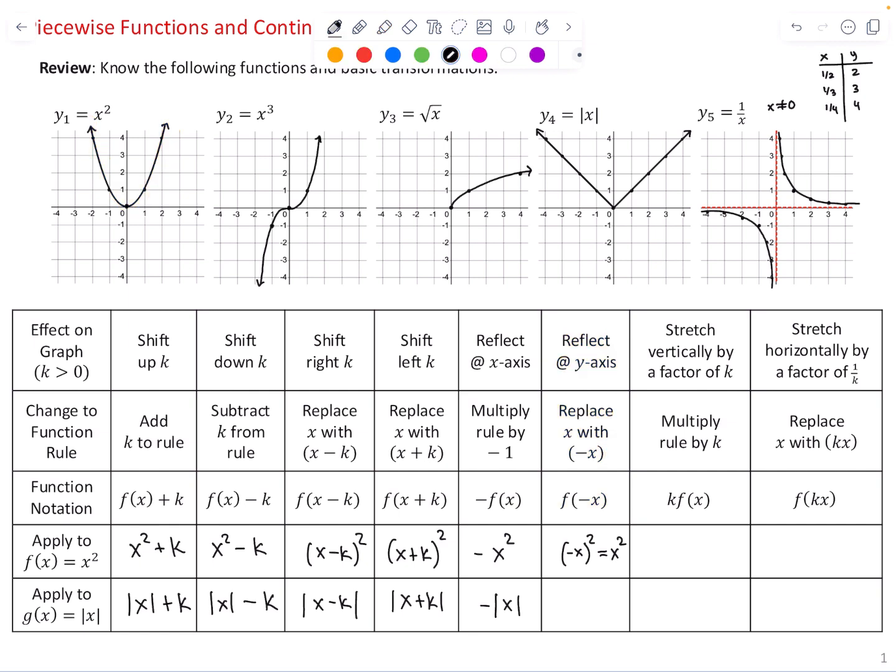For absolute value of x, begin with absolute value of x, delete the x, replace it with negative x, so the negative is inside the absolute value, and you can absolute value the negative and the x separately, so this one also just simplifies back to what we started with.